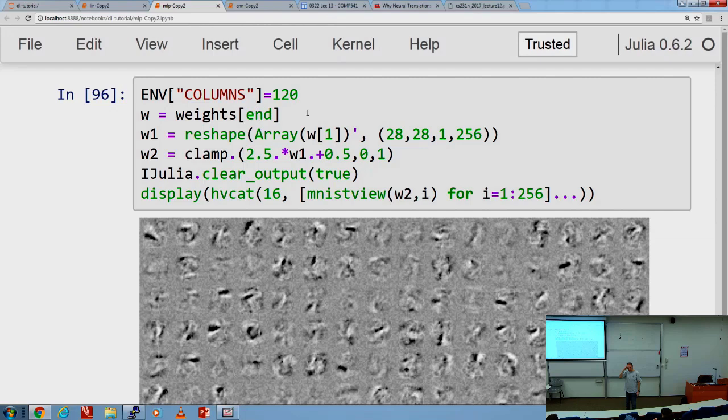Now all the code is there. I look at the histogram, and then based on the histogram, I shift it to make it between 0 and 1, and that's how I display it. Any other questions? Okay.